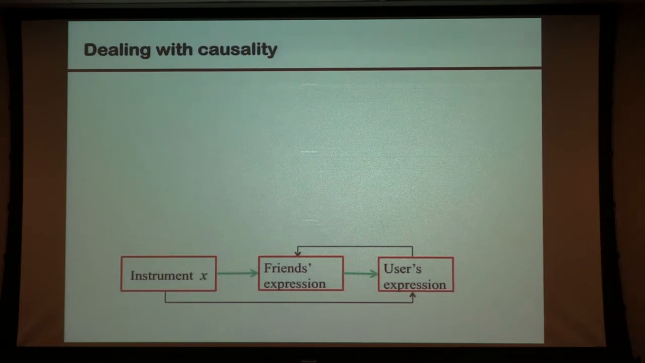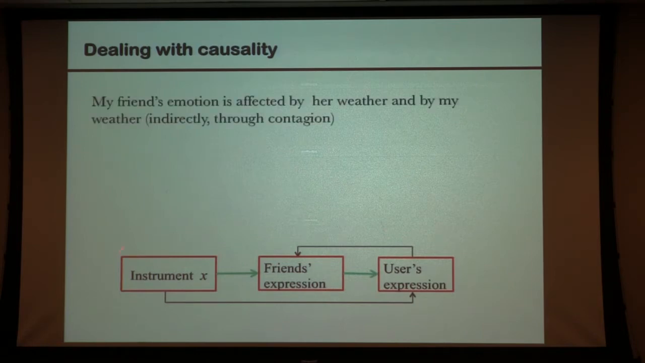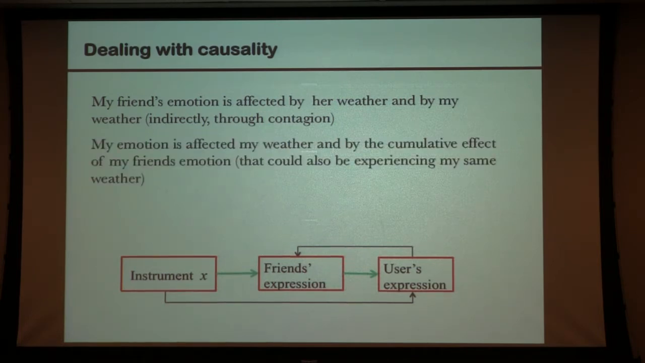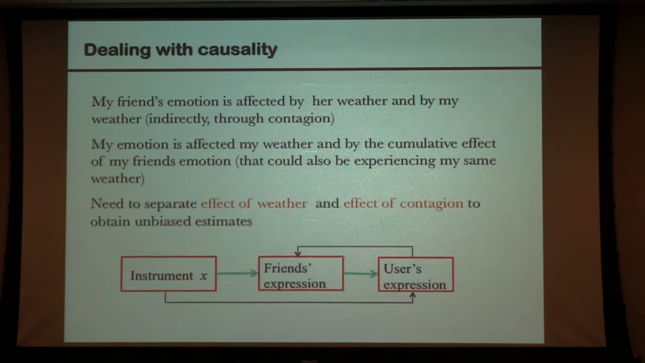All right. So then the third problem, dealing with causality, so these feedback things. So notice that my friend's emotion is affected by the weather, by this line, and by my weather indirectly through contagion. And my emotion is affected by my weather, so here, this line, and by the cumulative effect of my friend's emotion, who might be experiencing my same weather. Right? So that's the problem. These lines are problems. And we need to separate the effect of weather and the effect of contagion to obtain unbiased estimates.